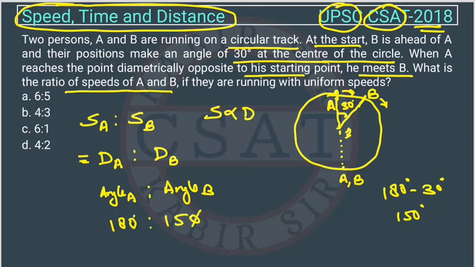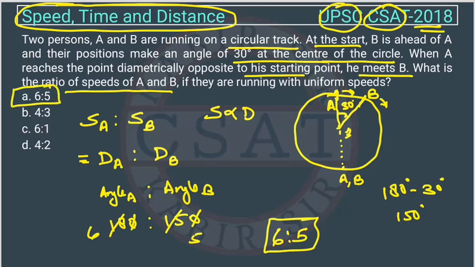So this 0 will cancel this 0. From 3 we can cancel it, right? 3 5s are 15, 3 6s are 18. So the ratio is 6:5. So this is the answer. So the answer is option A, right?